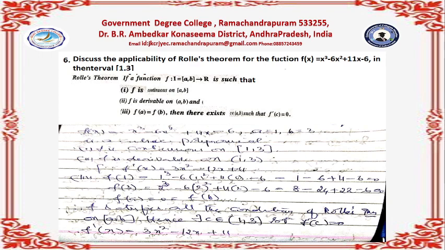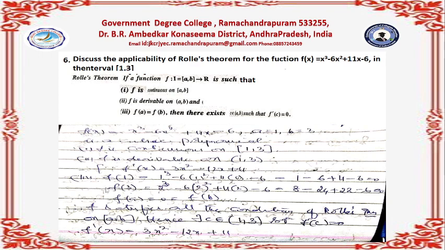In order to show that, f of x is equal to what? x cube minus 6x square plus 11x minus 6, where a equal to 1 and b equal to 3. It is a cubic polynomial. Because it is a cubic polynomial, automatically f is continuous on the closed interval 1, 3, f is derivable on the open interval 1, 3. Why? Because f dash x is equal to what? 3x square minus 12x plus 11.